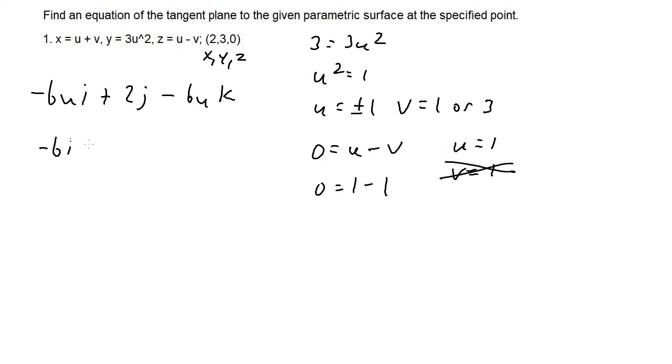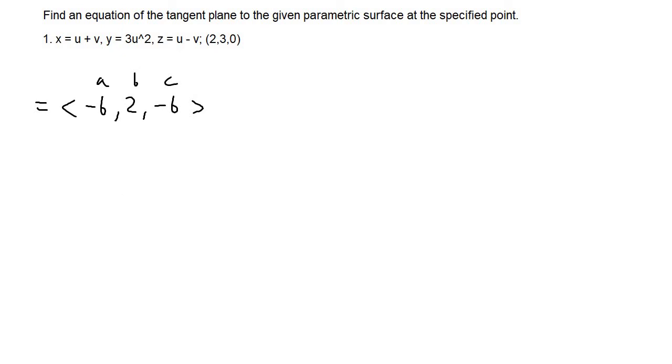So we have negative 6i plus 2j and then minus 6k. If we write it in component form, we can also write it as negative 6, 2, negative 6. So that is going to be the a, b, and c values. And if I rewrite the specified point, we have 2, 3, 0. Now given a normal vector and a specified point, we can write the equation of a tangent plane.